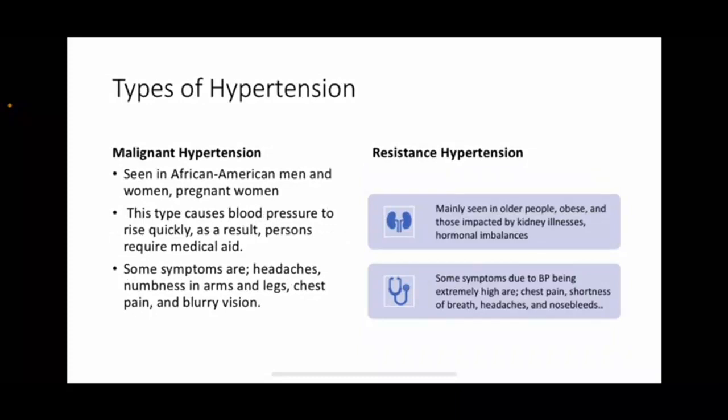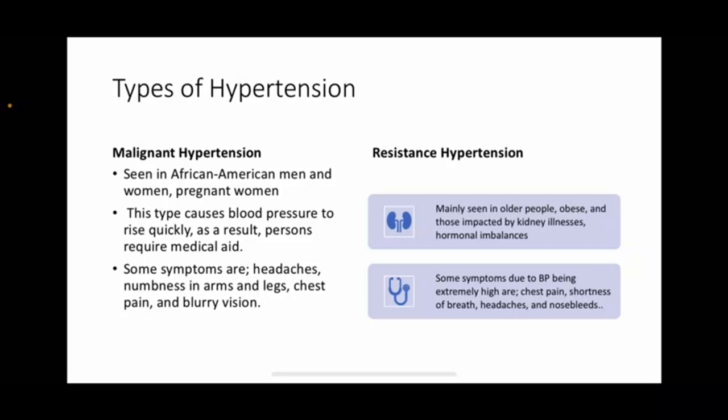Another type of hypertension is the malignant hypertension, seen in African American men and women, and also pregnant women. This type causes blood pressure to rise quickly. As a result, persons require medical aid. Some symptoms are headache, numbness in the arm, legs, chest, and blurry vision.